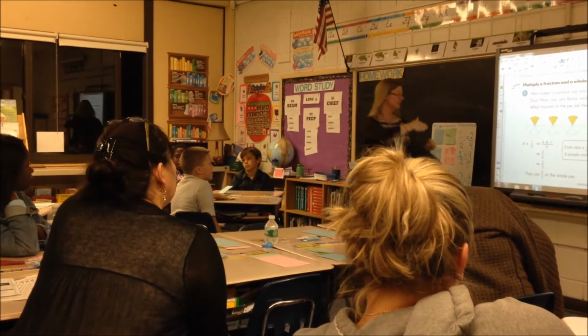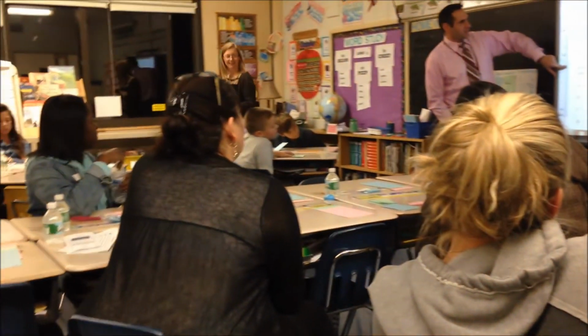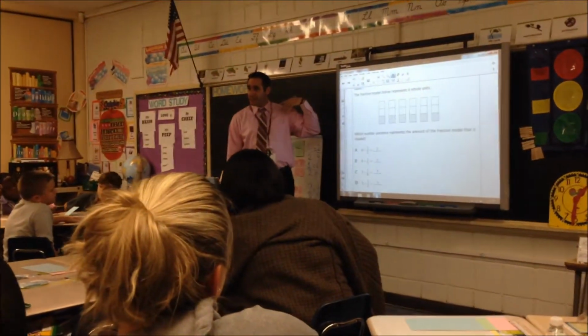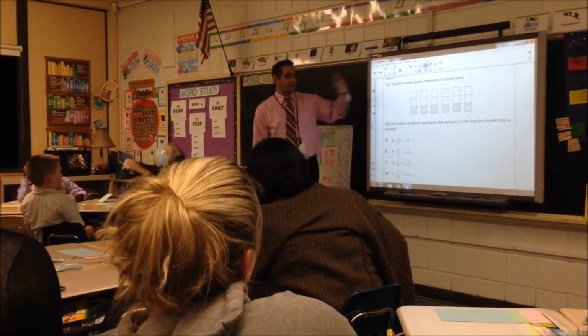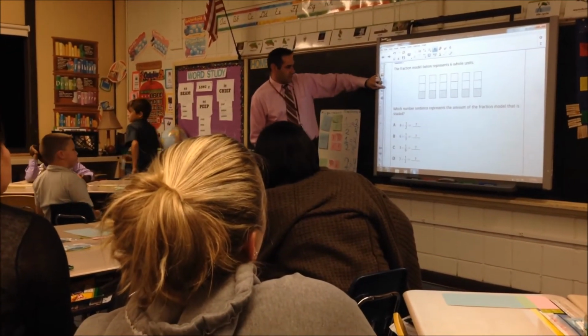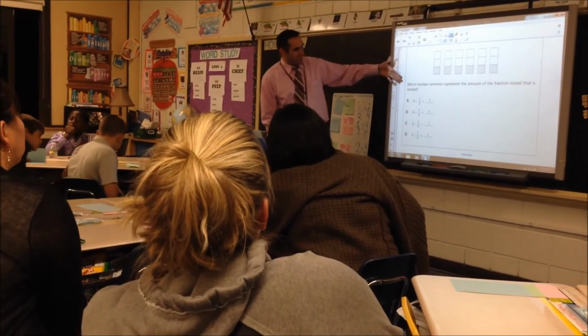Now I'm going to turn it over to Mr. Ryder. Here we go. Okay, this is just another visual model. And here's a sample that came from the 2014 assessment. Okay, so the fraction model below represents the whole unit. So again, they're going to give them a visual, which is part of the standard. So they need to see the representation and then use what they know about fractions and apply that to find an answer. So the question says, which number sentence represents the amount of the fraction model that is shaded?